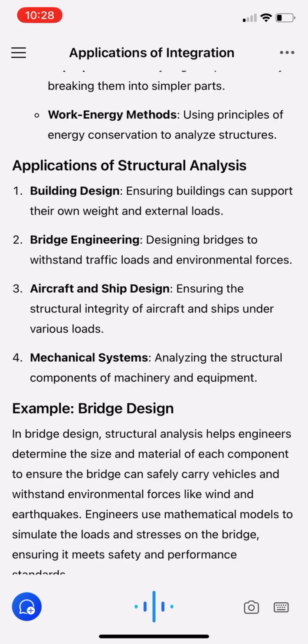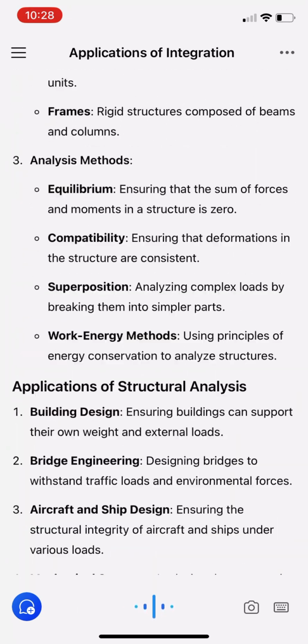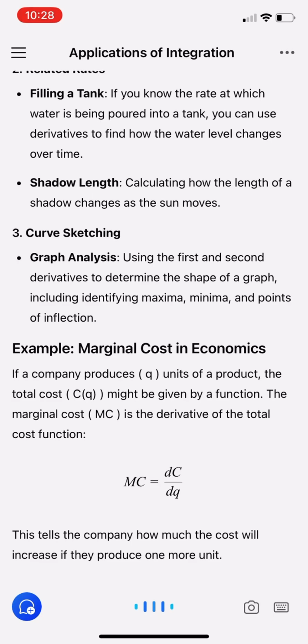Example, bridge design. In bridge design, structural analysis helps engineers determine the size and material of each component to ensure the bridge can safely carry vehicles and withstand environmental forces like wind and earthquakes. Engineers use mathematical models to simulate the loads and stresses on the bridge, ensuring it meets safety and performance standards.